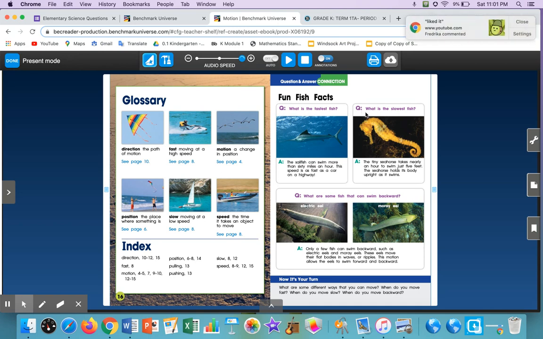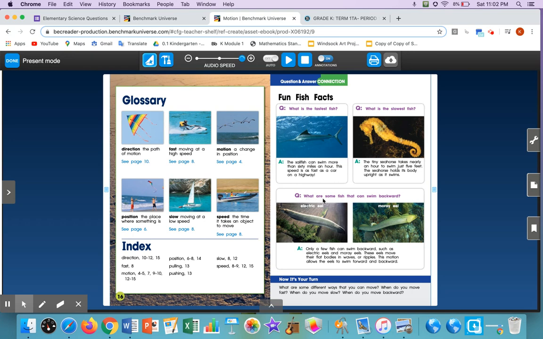Another question. It says, what is the slowest fish? I'm going to see. Answer. A for answer. It says the tiny seahorse takes nearly an hour to swim just 5 feet. The seahorse holds its body upright as it swims. Oh, a seahorse is one of the slowest fish in the sea.